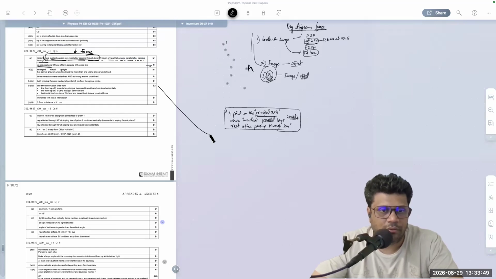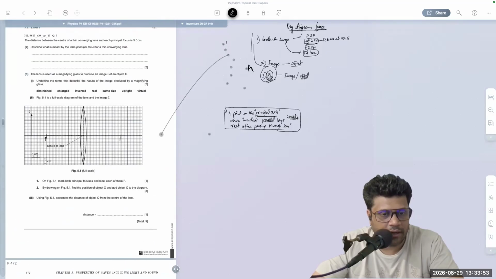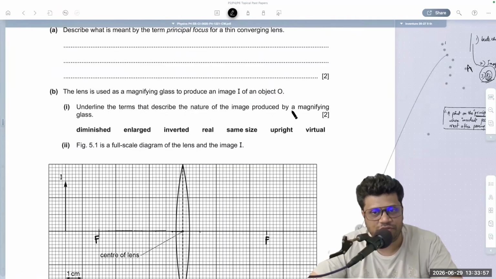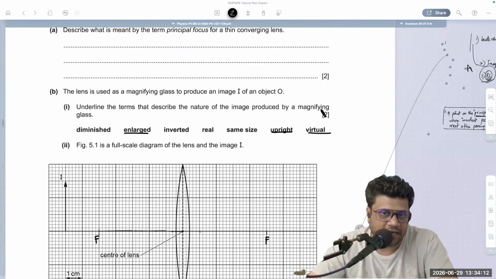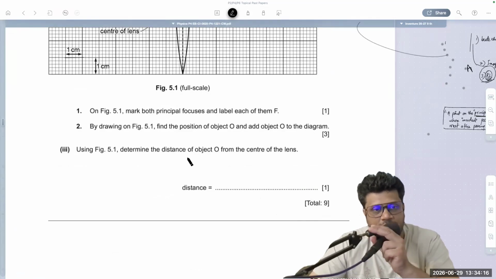Let's look at what else they have asked in the question. Underline the terms that describe the nature of the image produced by a magnifying glass. Well, it's enlarged, it's upright, and it's virtual. These are the three things that I see for an image created by a magnifying glass.